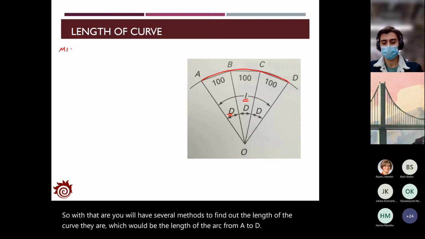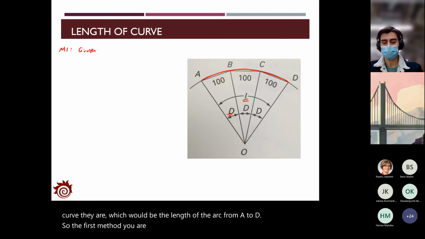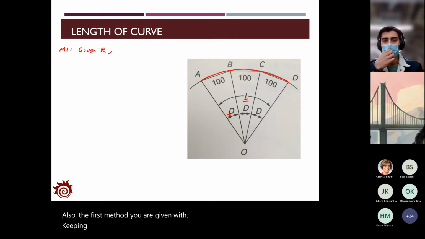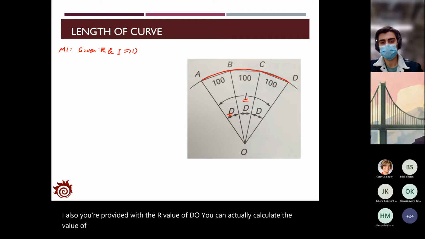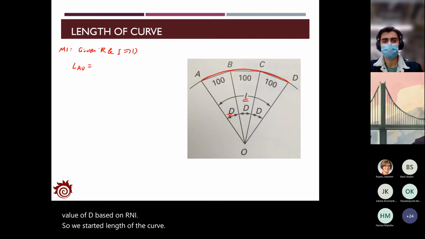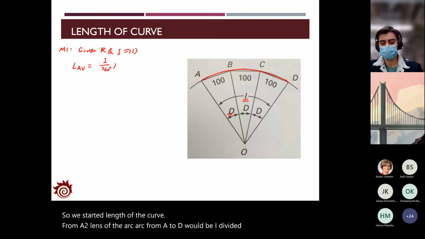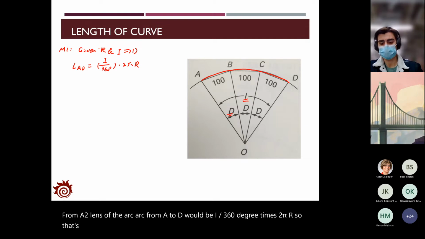So in the first method, you are given R and I, and also you are provided with the value of D. You can actually calculate the value of D based on R and I. So with that, the length of the curve from A to D, length of the arc from A to D would be I divided by 360 degrees times 2 pi R. So that's the equation going to use to calculate the curve from A to D.